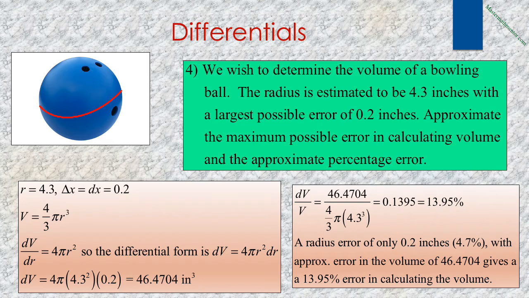Doing the math, we get 13.95%. So a radius error of only 0.2 inches, which is about 4.7%, will give an approximate error in the volume of 13.95%. And that is because the radius is so important in calculating the volume. Make even a little mistake in approximating the radius and the volume error will be very, very large.